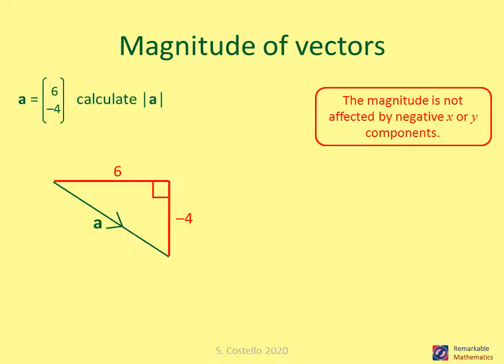The magnitude is not affected by negative x or y components. As we've said, the vector has two components, a magnitude and a direction. So the length of it doesn't matter whether that 4 was going up or down, it's still going to be the same.